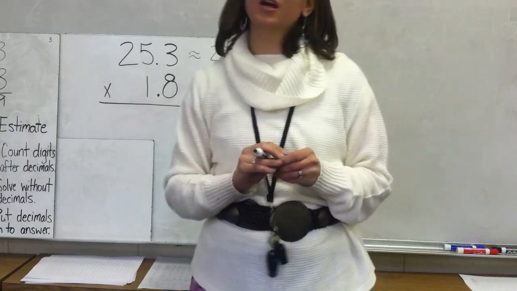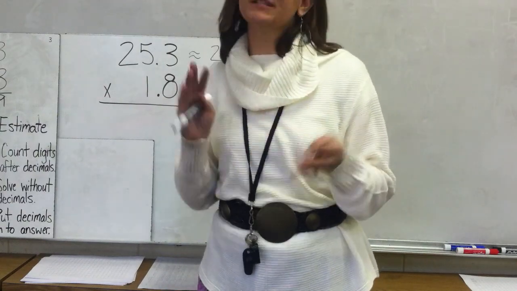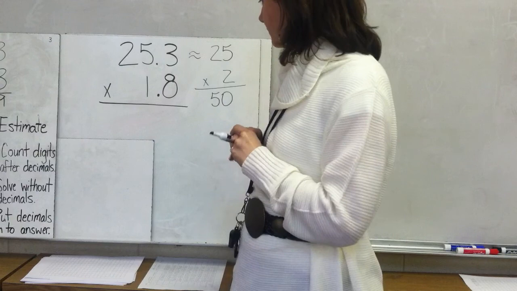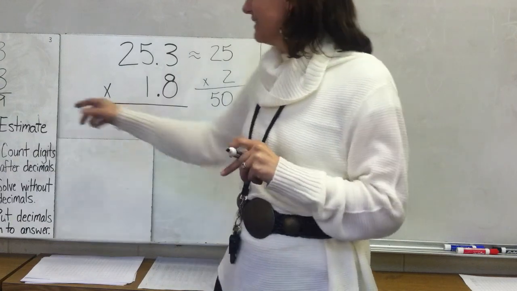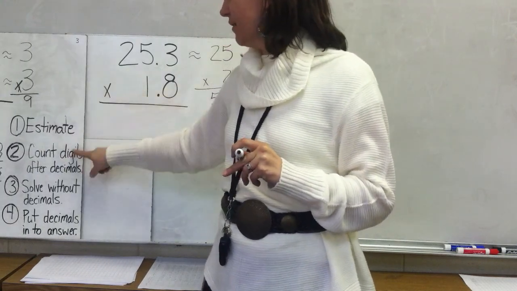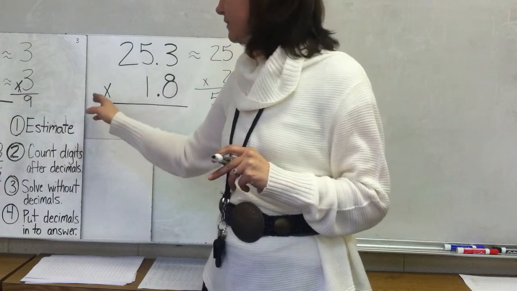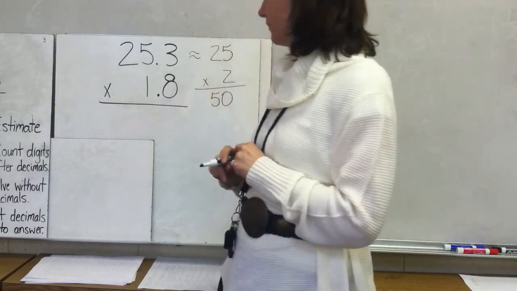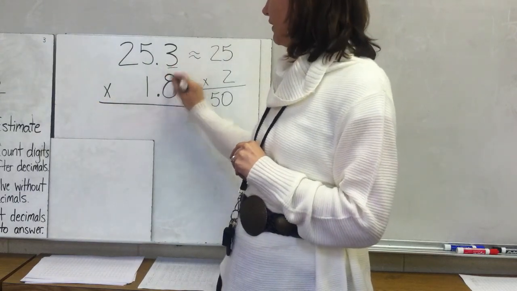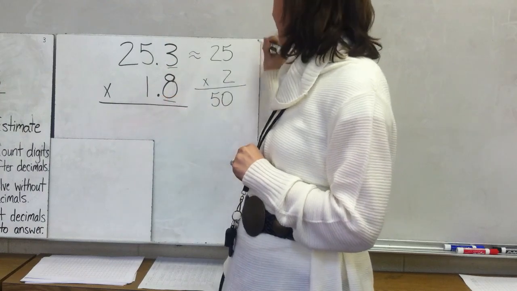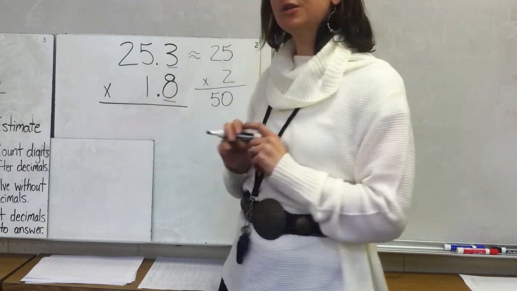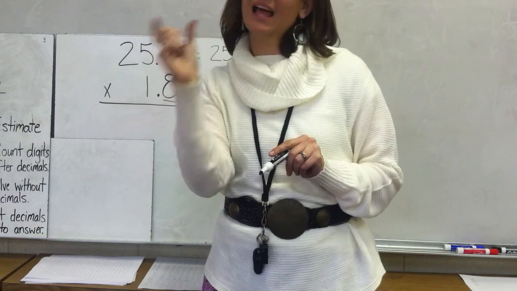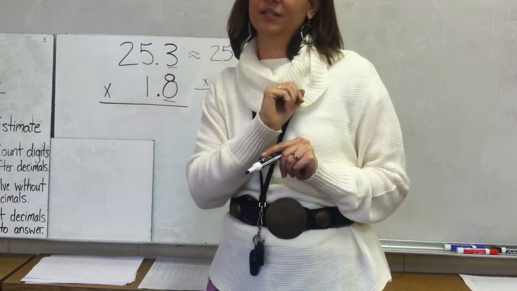So we know our answer is not going to be exactly 50, but it's going to be pretty close to that. Our second step, if you'll remember, is to count the digits after the decimals. So let's go ahead and do that. We have 1 and we have 2. So I'm going to write that down. I want to remember that I have 2 spaces, 2 digits that have to go after that decimal when I'm finished.